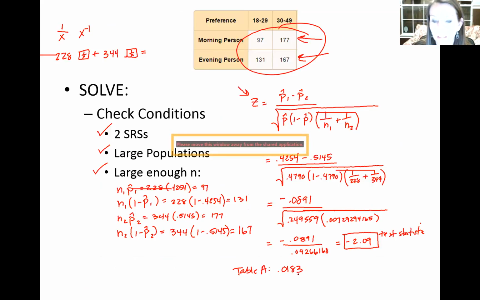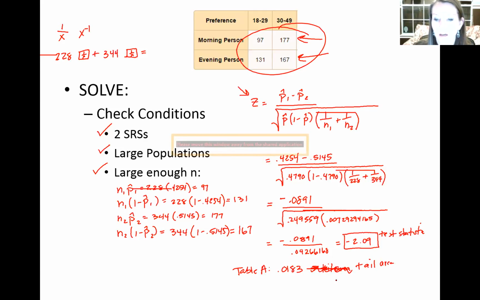Once I have the value from table A, I have to ask, is this a tail area? I know it's a tail area by how big it is. If it's smaller than half, then it's a tail area, and if it's bigger than half, then it's not. In this case, it's much smaller than half, so this is already the tail area, and that's what I want. If it's not a tail area, I have to subtract from 1.